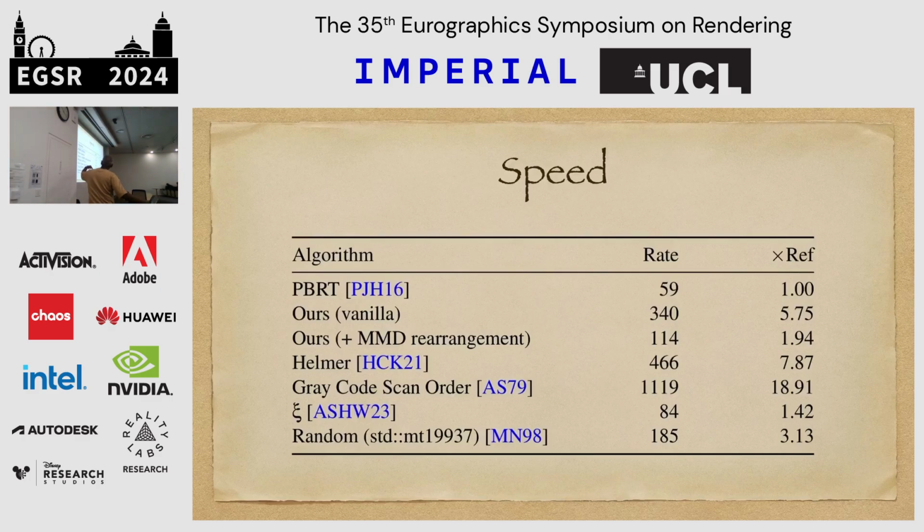And these are just for comparison, like the Helmer method and the gray code, the scanning order. The problem with these is that they cannot be used with random access to samples. You cannot just query any sample and retrieve it. So it doesn't work for global samples. And it's also not flexible enough to integrate the improvements there. So this is the main result here.